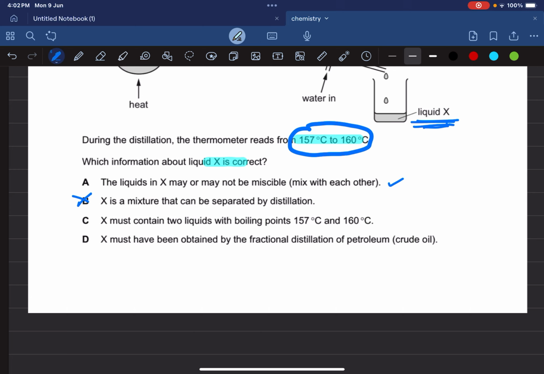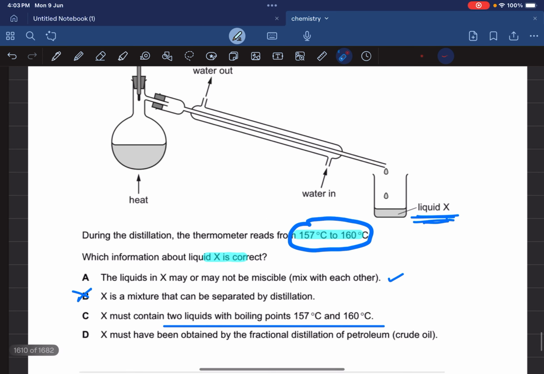Because once you have gotten a liquid out of distillation, you can't distill it again to separate it again. Okay, option C: X must contain two liquids with boiling points of 157 degrees Celsius and 160 degrees Celsius. Now statement C seems the most correct, but in fact it is wrong. It seems correct, but it is not. I also thought initially it was correct, but when I studied it and read the marking scheme, this is incorrect. Why is this incorrect?